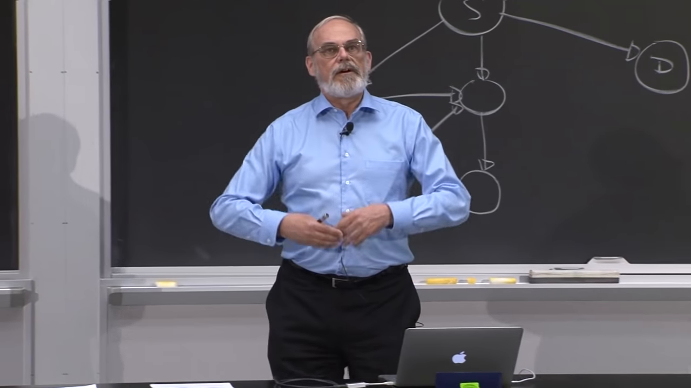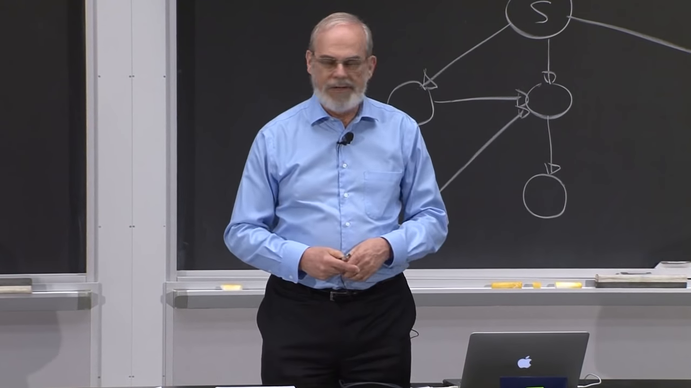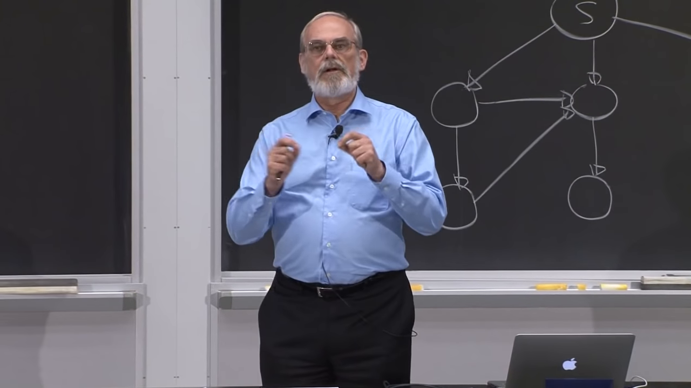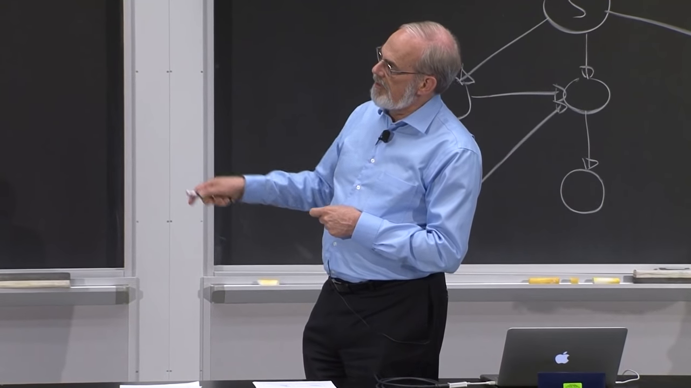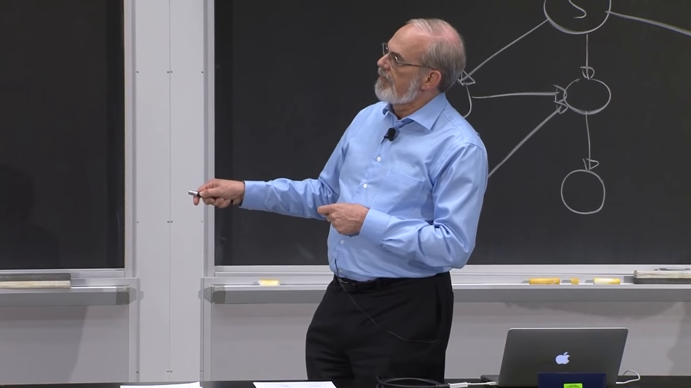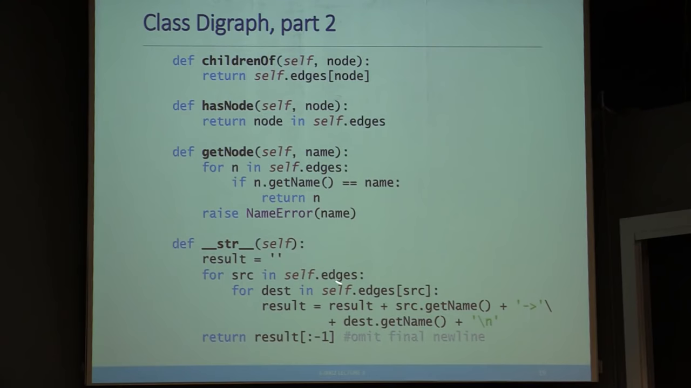The last piece looks a little funky, although you may have seen this. I like to print out information about a graph. And I made a choice, which is I'm going to print out all of the links in the graph. So I'm going to set up a string initially here that's empty. And then I'm going to loop over every key in the dictionary, every node in the graph. And for each one, I'm going to look at all the destinations. So notice, I take the dictionary, I look up the things at that point. That's a list. I loop over that. And I'm just going to add into result the name of the source, an arrow, and the name of the destination, followed by a carriage return.